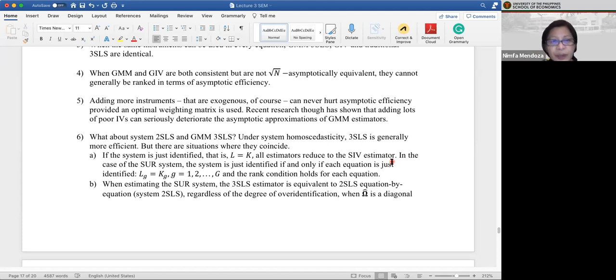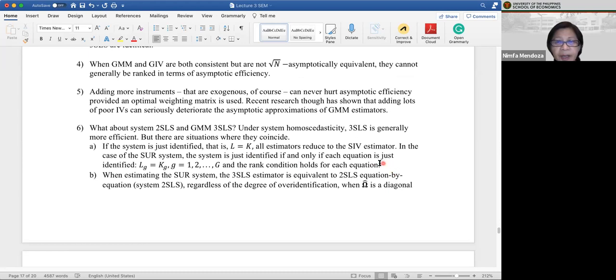In the case of the Schur system, the system is just identified if and only if each equation is just identified and the rank condition holds for each equation. Then you can just use system two-stage least squares, which reduces to two-stage least squares equation by equation. If you do GMM three-stage least squares, you would get the same result.